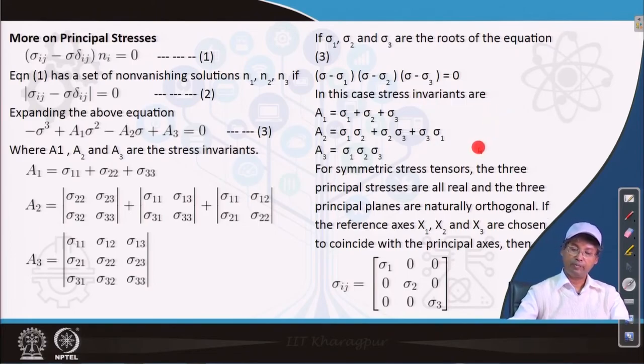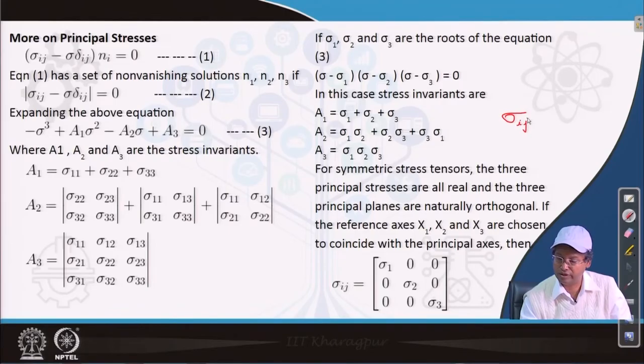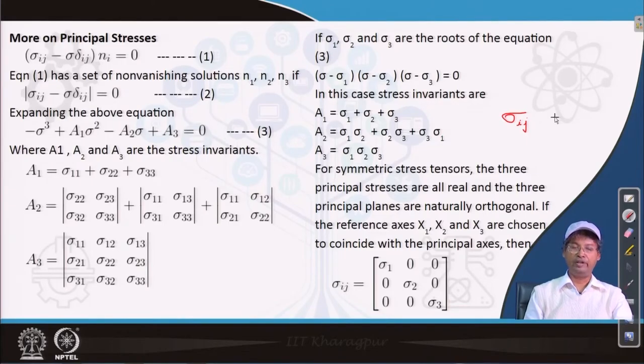That means, whatever may be the stress condition of a three dimensional stressed element represented by sigma ij, we can find out an orientation of the axis system, or we can say we can find out three planes which are mutually orthogonal to each other. Those are having zero shear stresses and are acted upon by the three principal stresses sigma 1, sigma 2 and sigma 3.